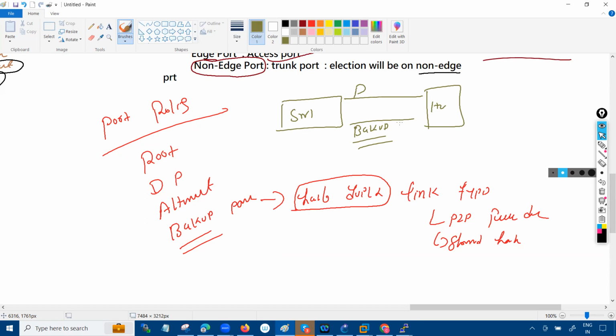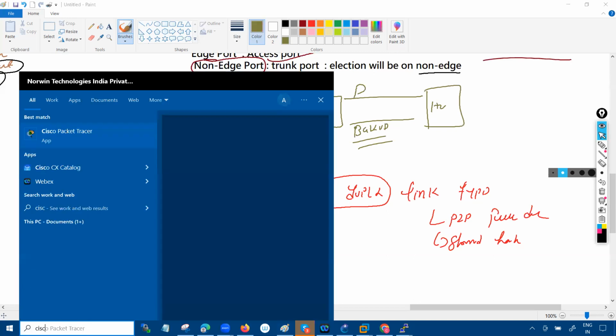Let me show you this thing. I can show you in a practical way because I have a hub in Cisco Packet Tracer.